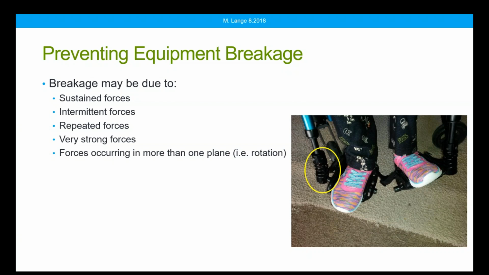There's also forces that tend to occur in more than one plane. So a lot of our clients have complex movements. They're not just pushing straight back, let's say, on the back of their seating system, but they're rotating. And those forces can really be devastating to the equipment. Here with this young lady, we'll look at this again on another slide in more detail. This component on the side of her footrest is supposed to be straight, and she has bent it quite handily due to sustained forces.